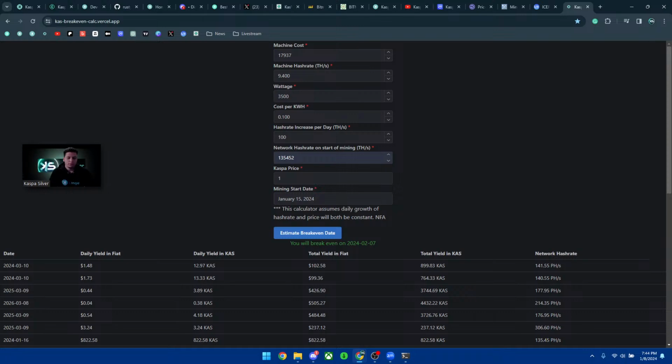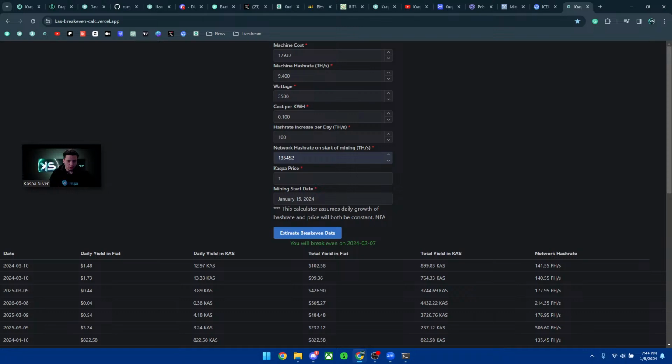Yeah, to me, Kaspa is the most fundamentally sound project in the space. I don't worry about anything. Pretty much the only worry is if Kaspa just doesn't get adopted. Other than that, everything else checks all the boxes pretty much.